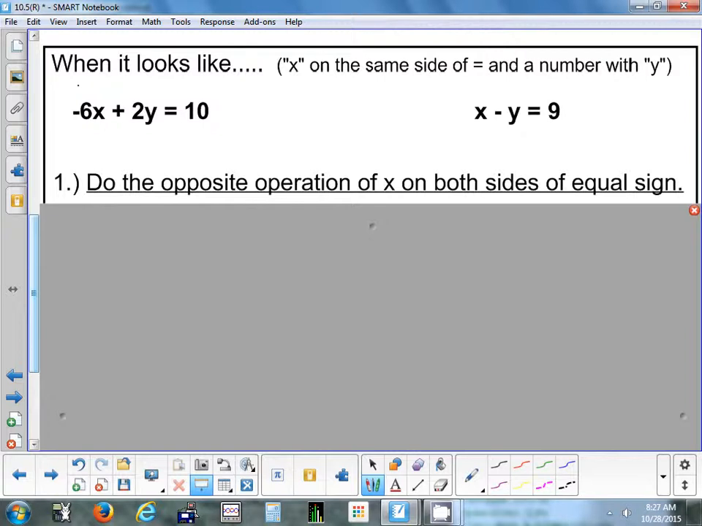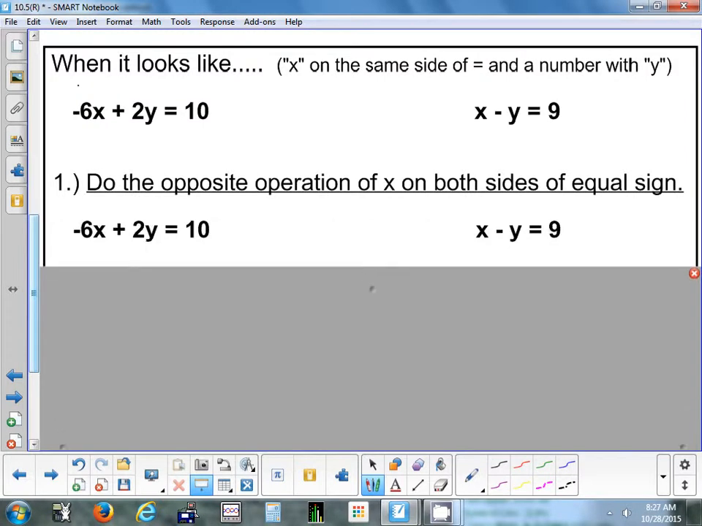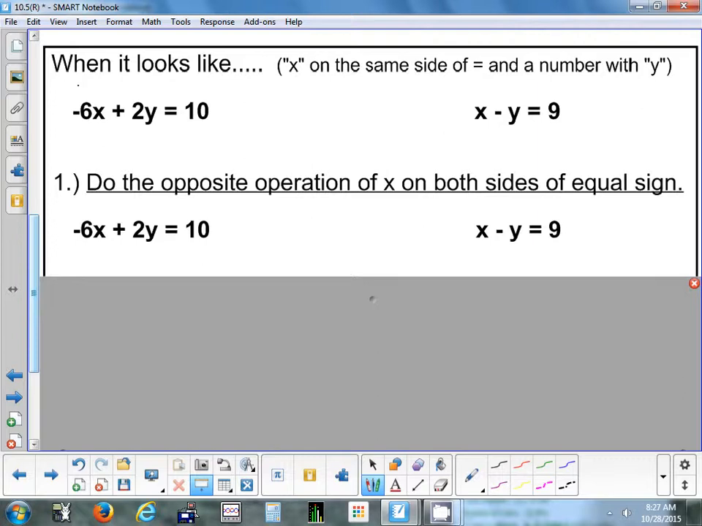Guys, as I'm going ahead, that'll still be up there if you're not done writing it yet, okay? I'm going to write those two equations again: negative 6x plus 2y equals 10, and x minus y equals 9. Those are the same exact equations I had above. All I'm doing now is writing them again so I can show you the step, so you'll have the step and an example below it of what to do.